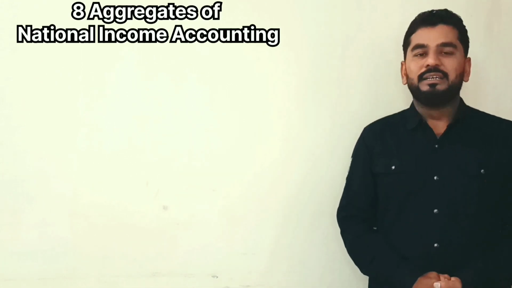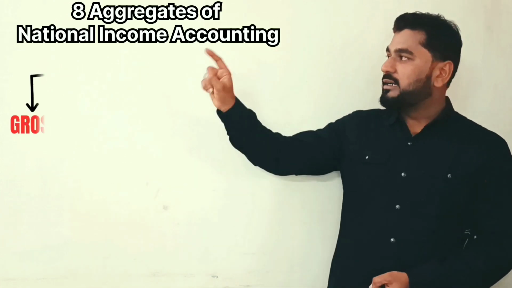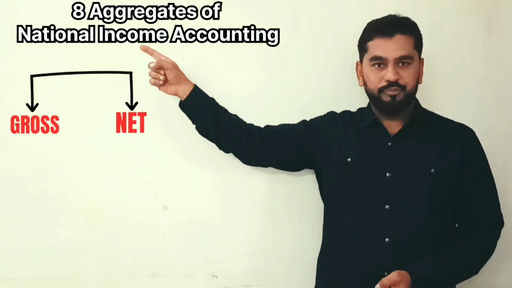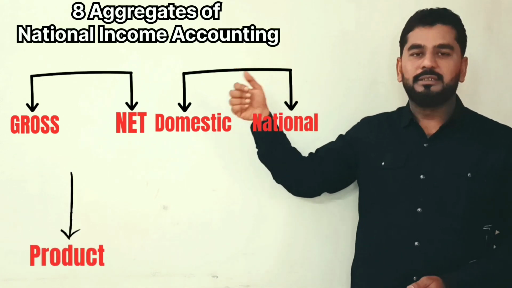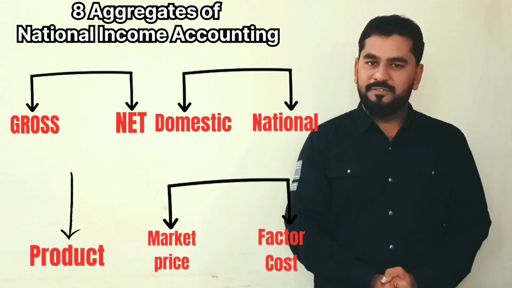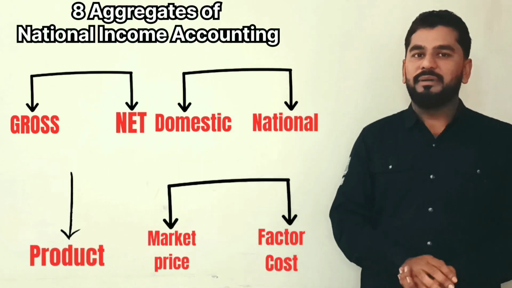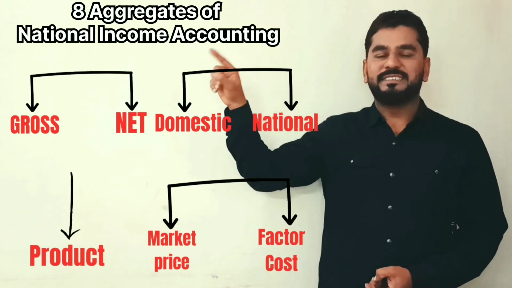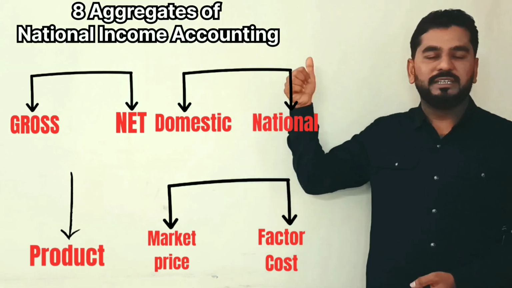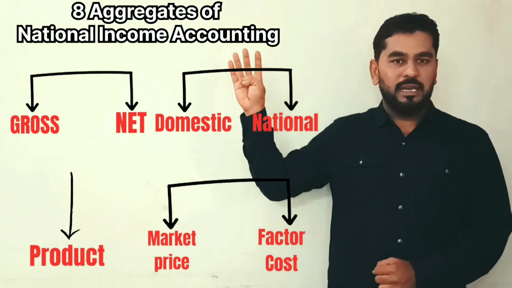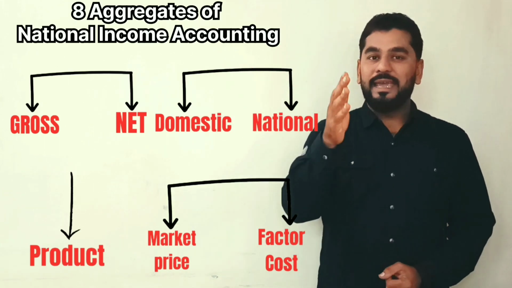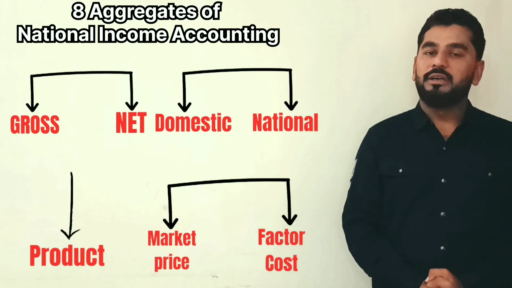4 elements. The 4 elements are: number 1, gross and net. Number 2, domestic and national. Number 3, product. Number 4 is market price and factor cost. So the 4 elements are gross and net, domestic and national, product, and the 4th one is market price and factor cost. With the help of these 4 elements, let us derive the 8 aggregates of national income accounting.